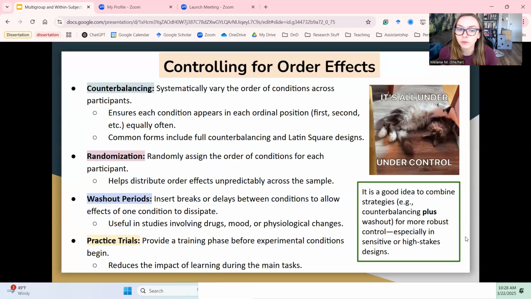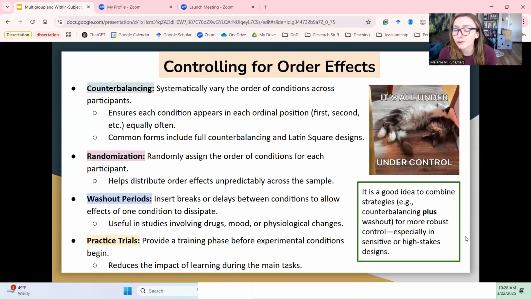It helps distribute the order more unpredictably across the sample in a way that from a statistical side will balance out and give you a more accurate representation of the impact on the whole rather than the impact on the individual. We also have something called washout periods.